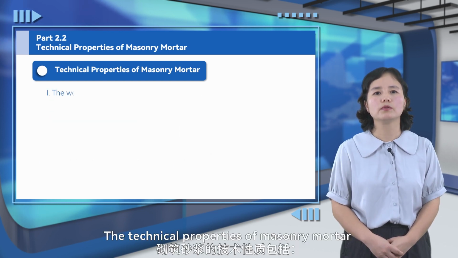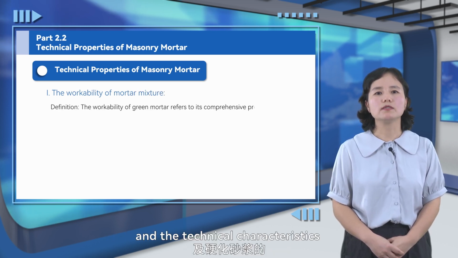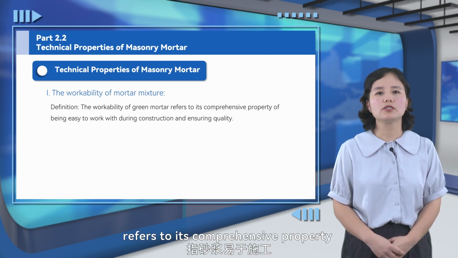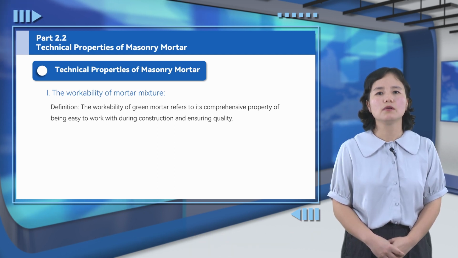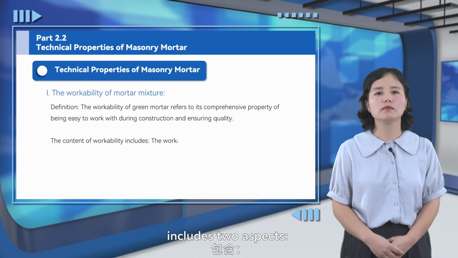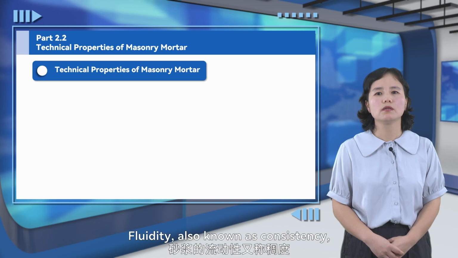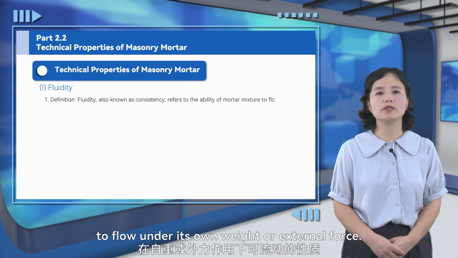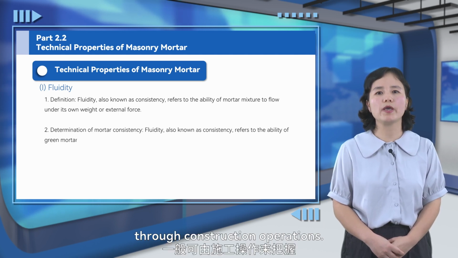The technical properties of masonry mortar include the workability of mortar mixture and the technical characteristics of hardened mortar. The workability of mortar mixture refers to its comprehensive property of being easy to work with during construction and ensuring quality. The workability of mortar mixture includes two aspects: fluidity and water retention. Fluidity, also known as consistency, refers to the ability of mortar mixture to flow under its own weight or external force. Consistency is generally controlled through construction operations.